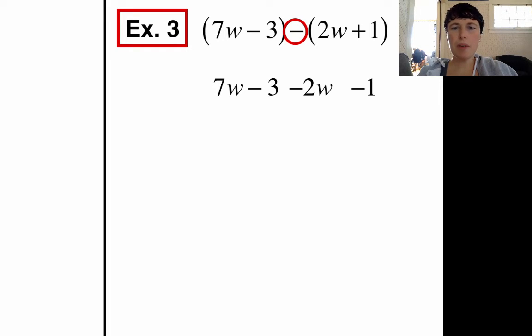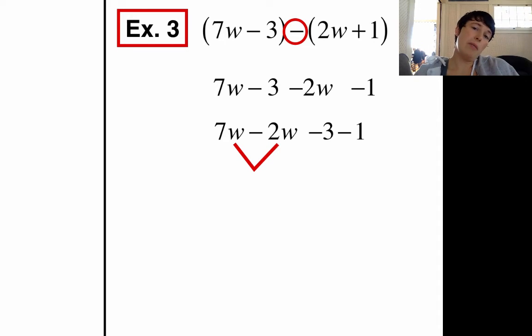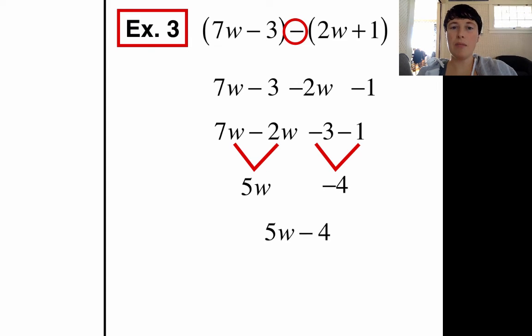Then I'm going to put my w's together. So I have a 7w, and I have a minus 2w, and I have a negative 3, and I have a minus 1. Let's combine those like terms. 7w take away 2w, well, 7 take away 2 is 5, so 5w. And negative 3 minus 1 is KCC, keep, change, change. So negative 3 plus negative 1 is same signs, add and keep, so that's -4. So we get 5w - 4, and that is our simplified solution.